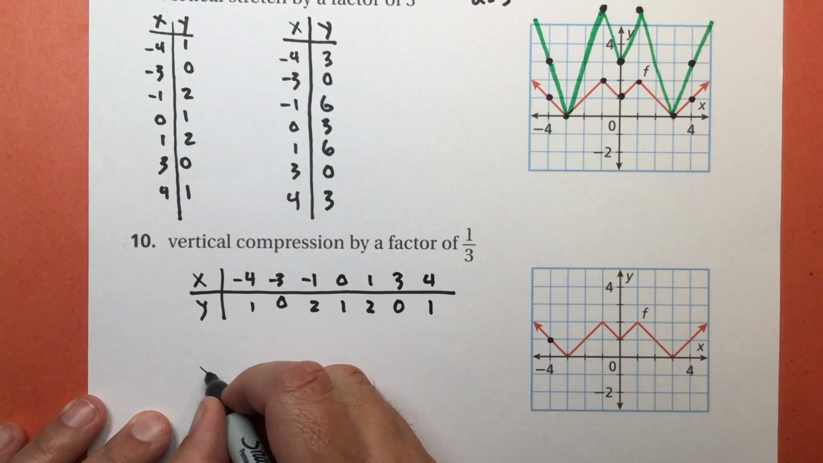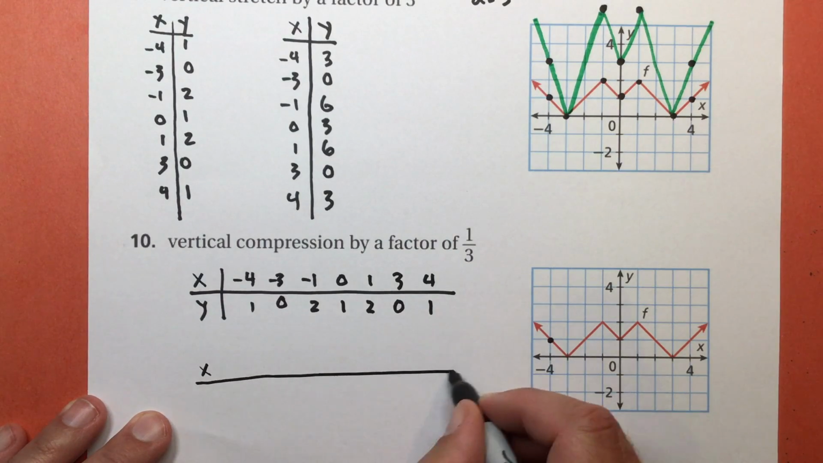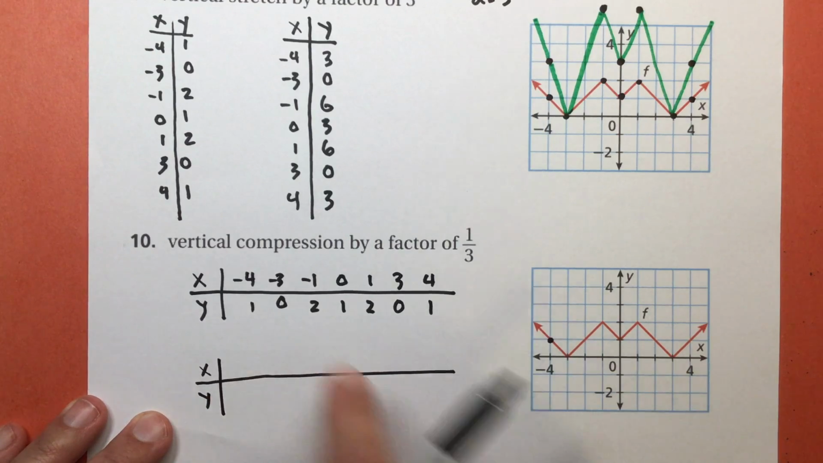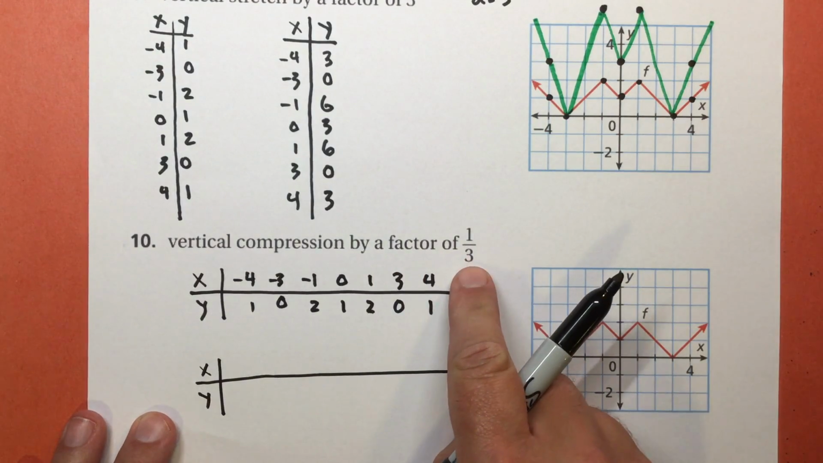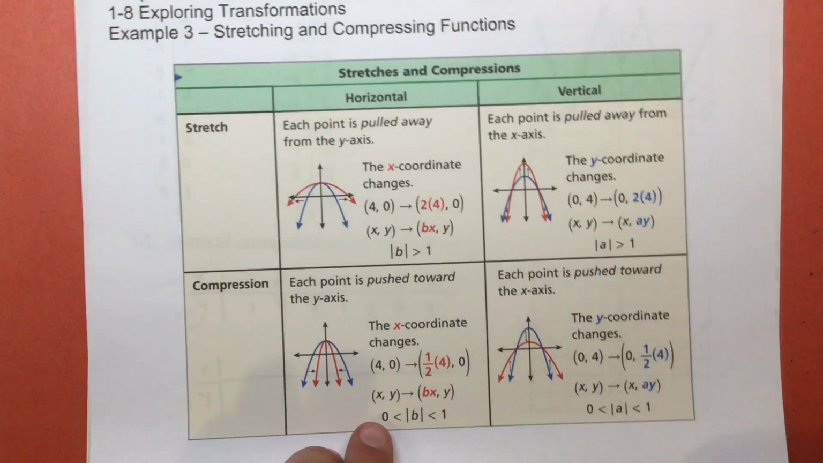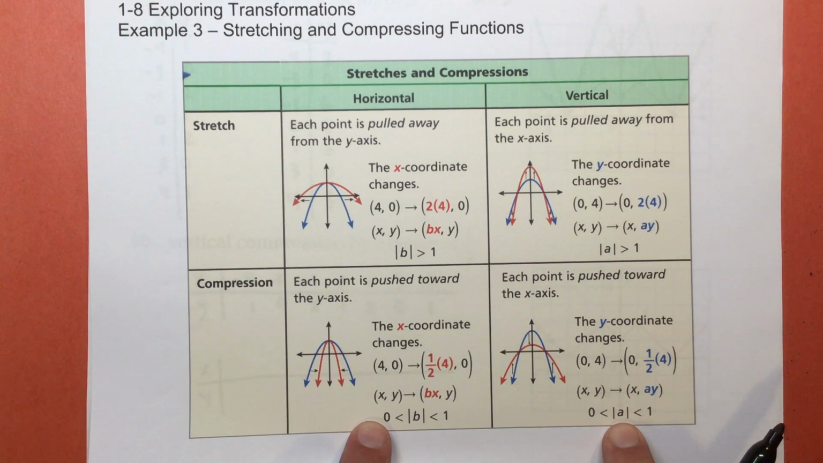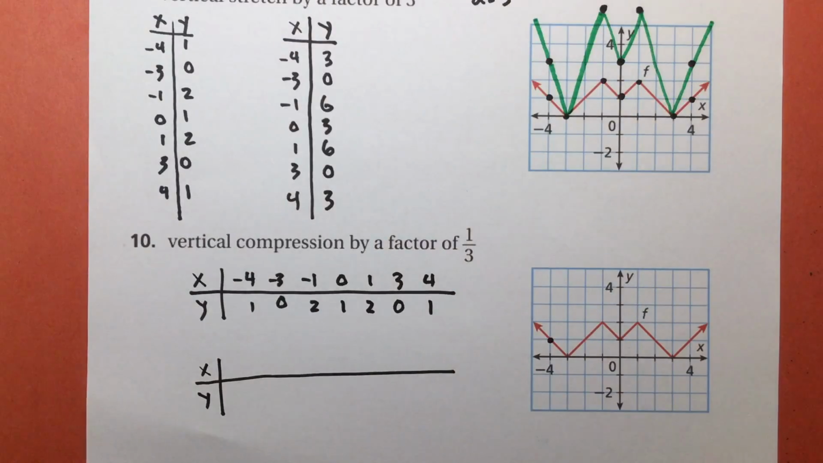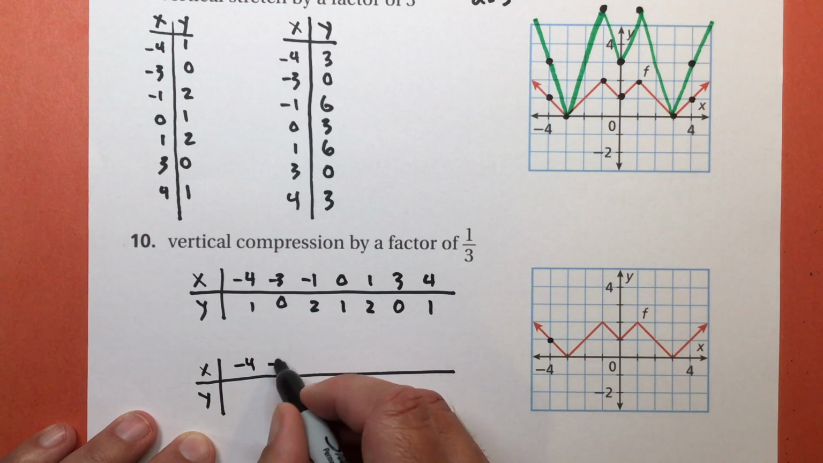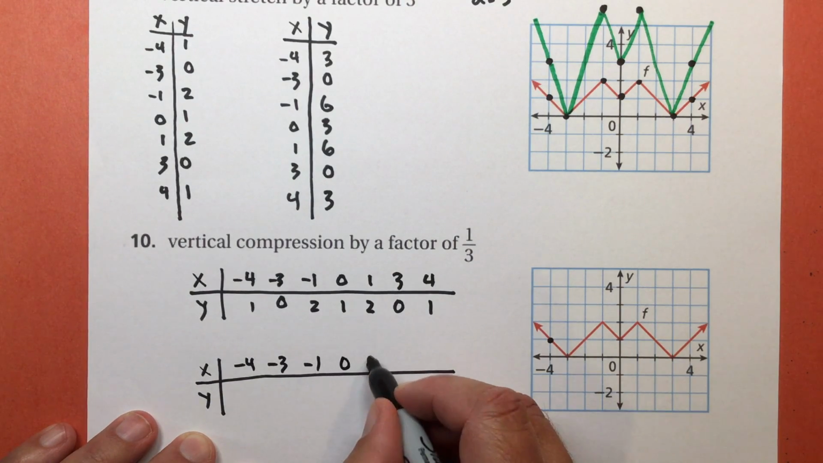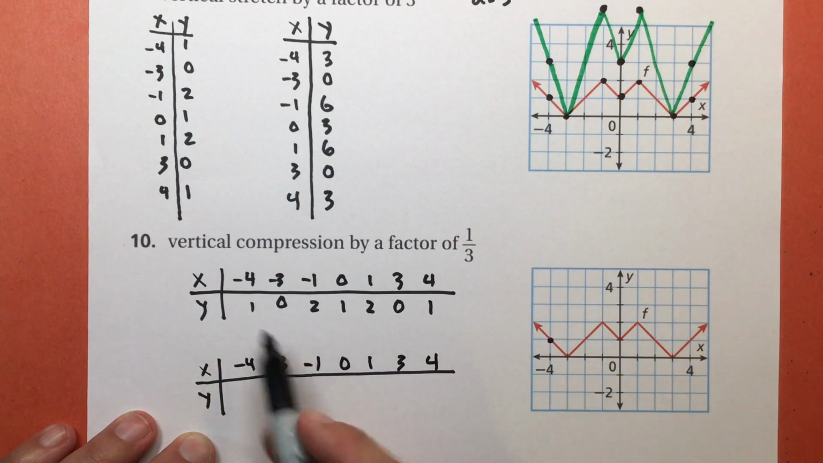That doesn't change anything. For the new function, I'm going to do a vertical compression by a factor of 1/3. So let's go back. Vertical compression, I'm still going to multiply the y by something, but this time 1/3 is bigger than 0, but it's less than 1, so that's why it's going to be a compression. Okay? So, my x's are all going to stay the same. And I'm just going to divide each of these by 3.